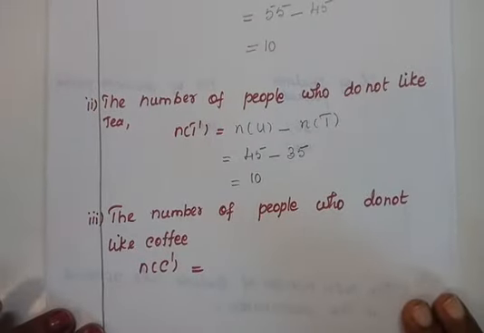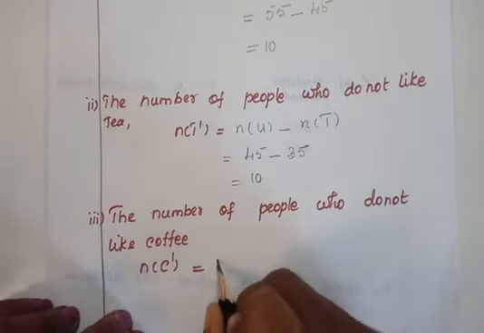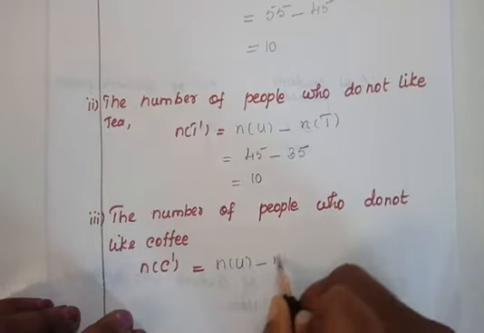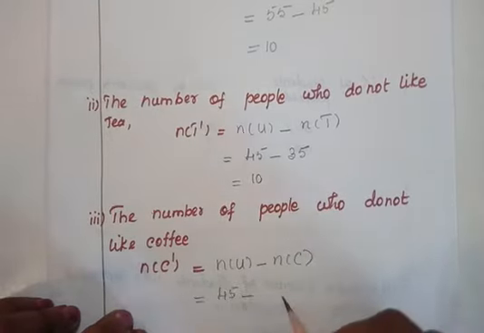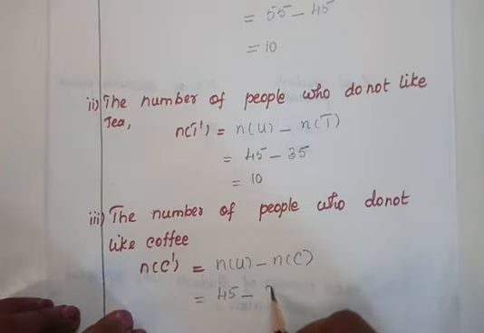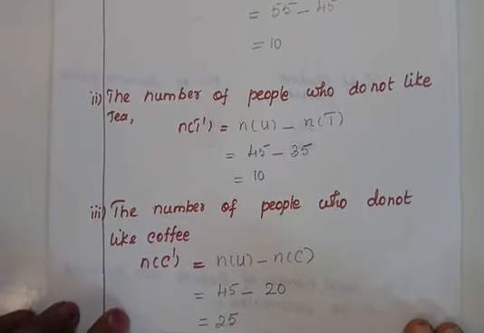Third question, the number of people who do not like coffee. That is n(C') that you find out. n(C') is equal to n(U) minus n(C). n(U) is 45 minus n(C), which is 20. So 45 minus 20 is 25. So 25 people do not like coffee.